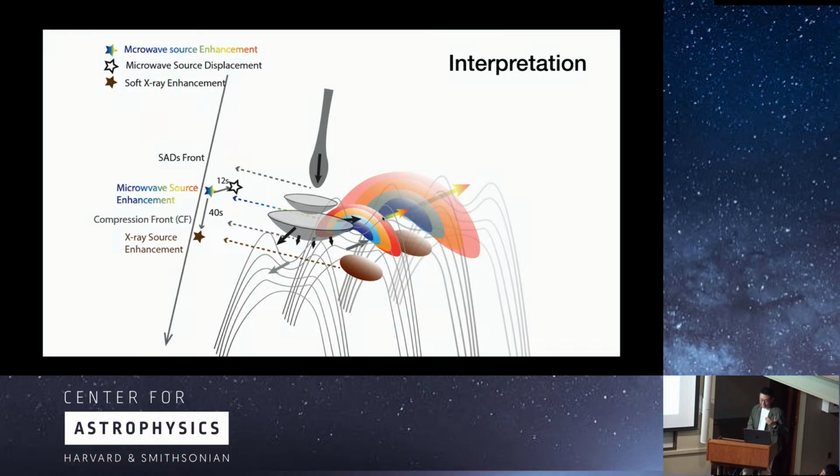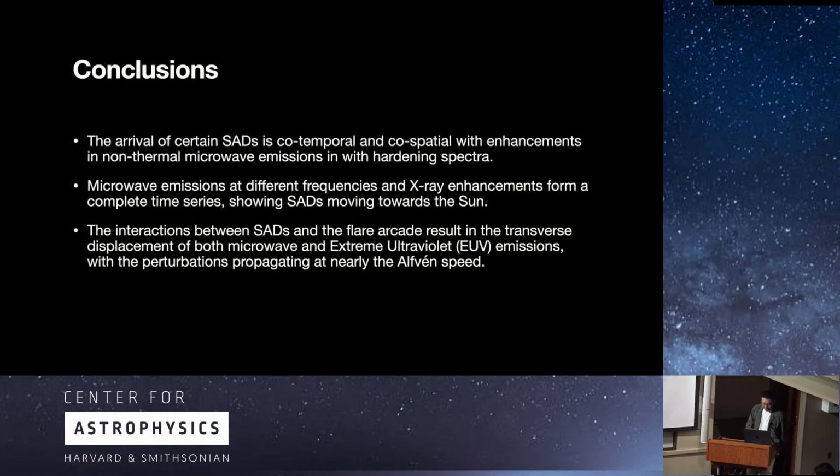First we have this microwave source enhancement, and then we have the microwave source displacement, because we interpret the displacement as a fast-mode magnetosonic wave, which has a speed of the Kelvin speed, and we estimate the speed and it is comparable to the Kelvin speed. This is why we have a 12-second delay between the microwave source displacement and the microwave source enhancement. And 40 seconds after the microwave source enhancement, we have the thermal X-ray source enhancement. I think this cartoon shows the whole process of the downward-propagating SAS effect on the microwave source and soft X-ray source. I think this is our main conclusion.